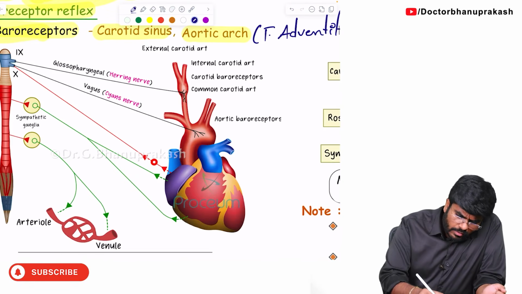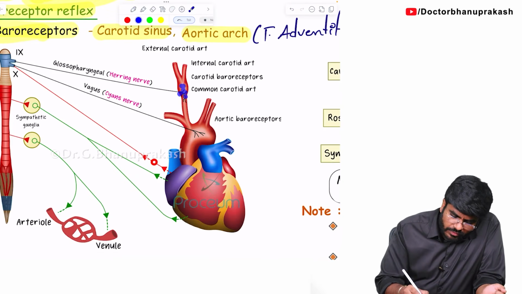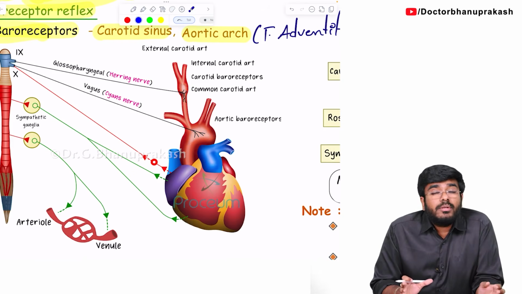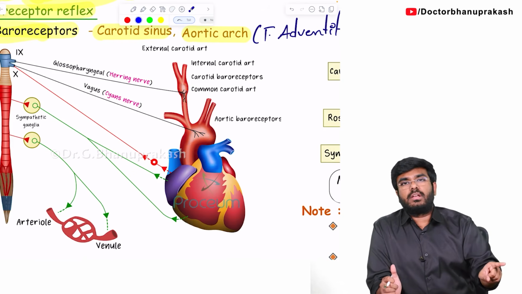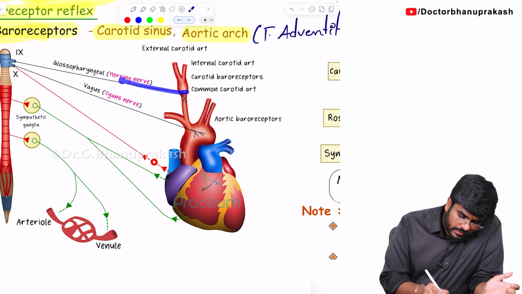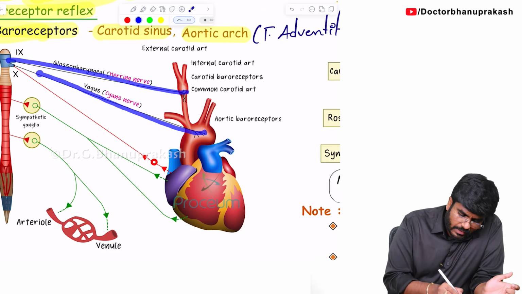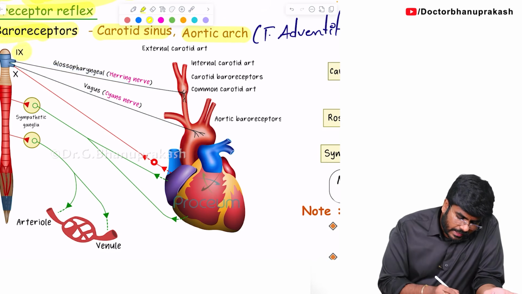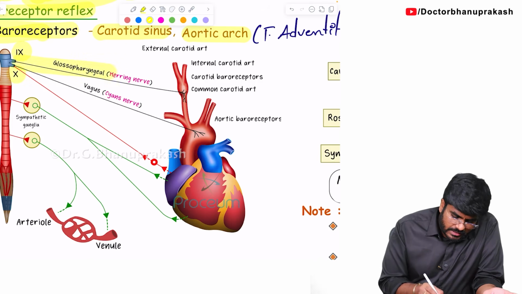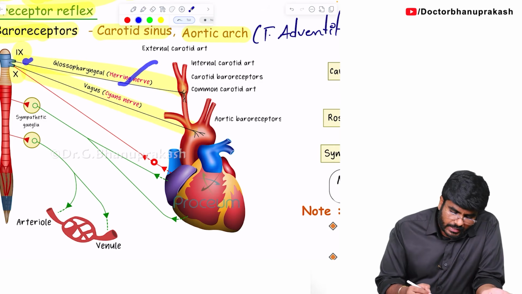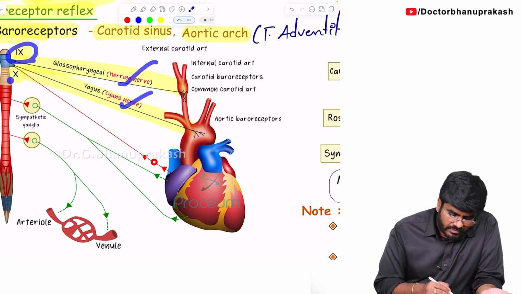Now, they are sitting over here and they have to give the information about the mean arterial pressure to the central nervous system. For that, sensory nerves are helping. What are these sensory nerves? They are nothing but branches of the 9th and 10th cranial nerves, the glossopharyngeal nerve and vagus nerve, called Hering's nerve and Sand's nerve. Hering's nerve is a branch of the 9th cranial nerve and Sand's nerve is a branch of the 10th cranial nerve.